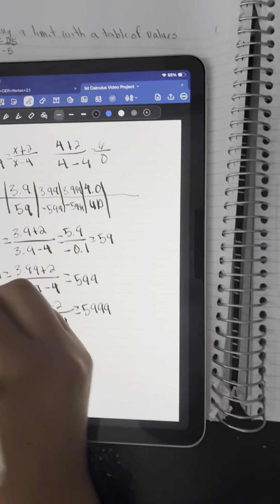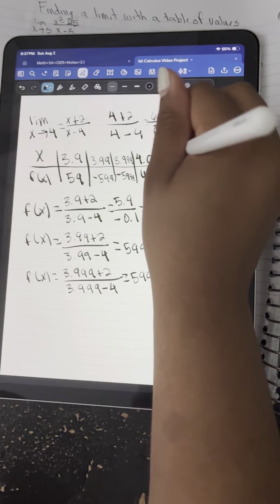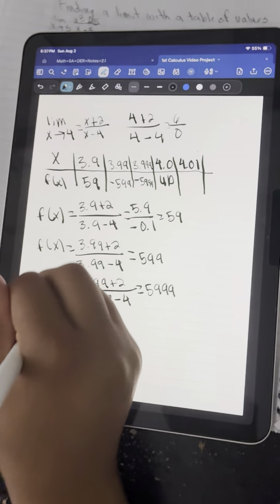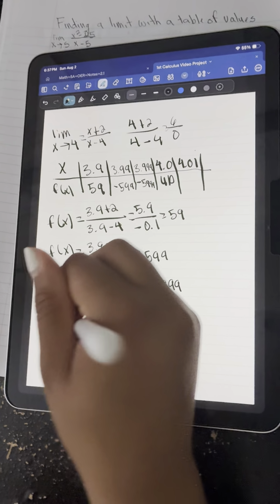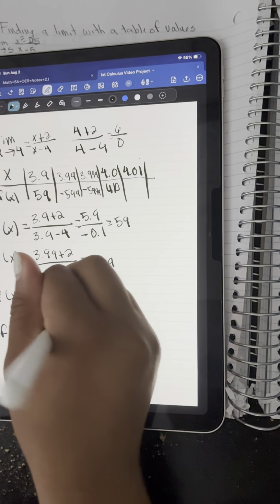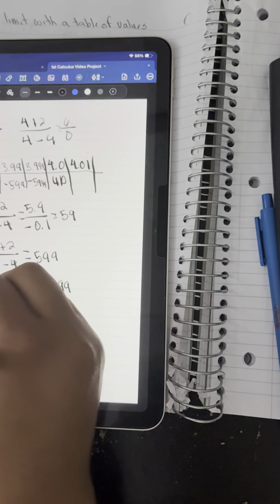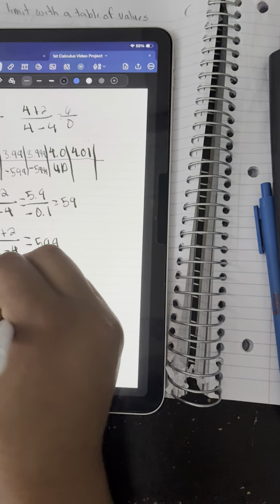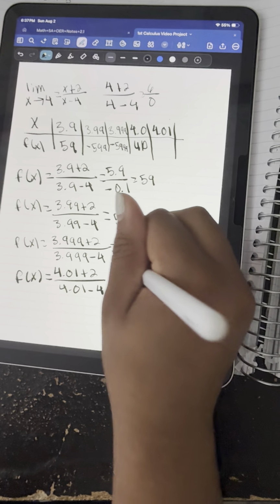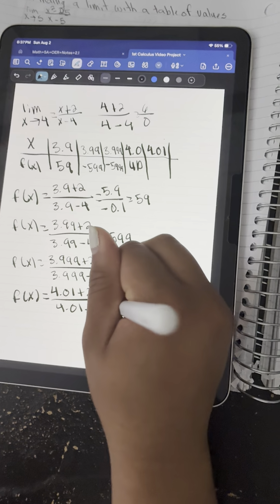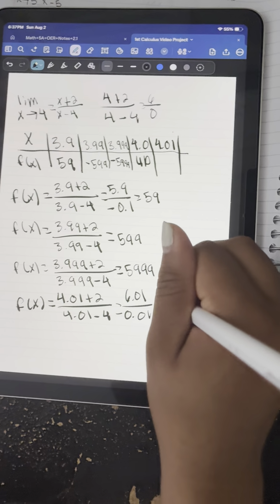And then for starting with 4.01, we'll put it in here. So f of x equals (4.01 plus 2) over (4.01 minus 4), which equals 6.01 over 0.01, which equals 601.